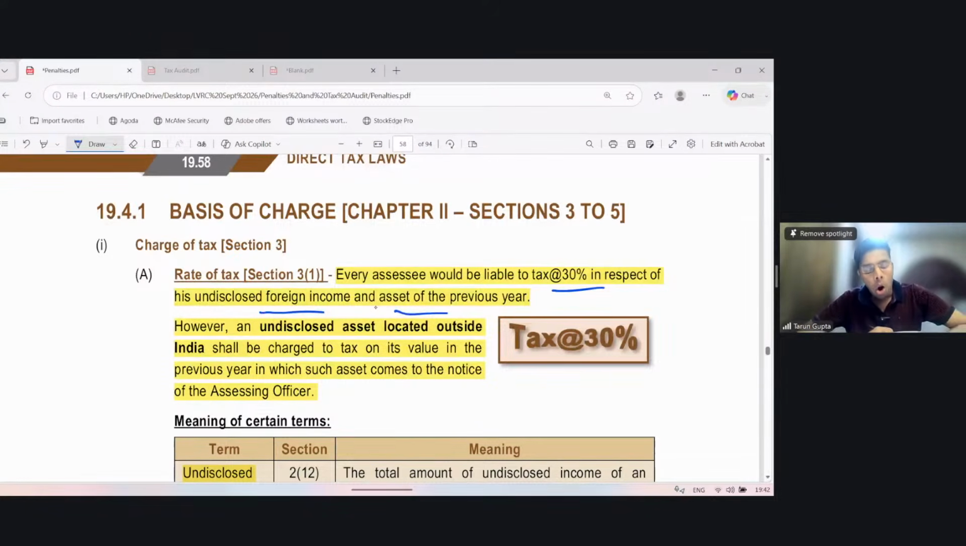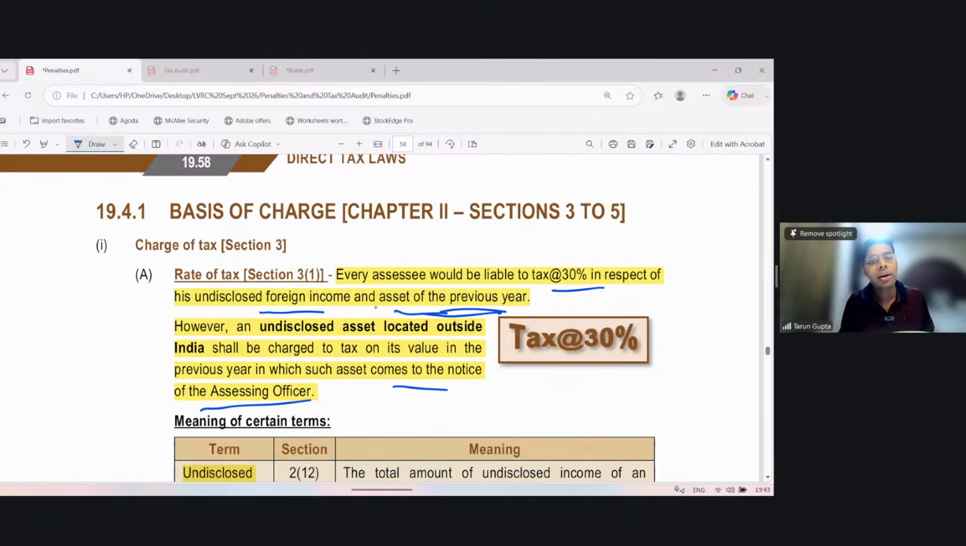Clear? However, an undisclosed asset located outside India shall be charged to tax on its value in the previous year in which the asset comes to the notice of the AO. So section 3.1 said that tax shall be charged at 30% in respect of undisclosed foreign income and asset of the previous year. Here it explains that in case of an undisclosed foreign asset, that asset shall be charged in the year in which it comes to the notice of the AO, irrespective of when it was acquired. You understood? You may have acquired it 10 years before, no issue. But if the tax officers come to know now, then it will be taxed now.